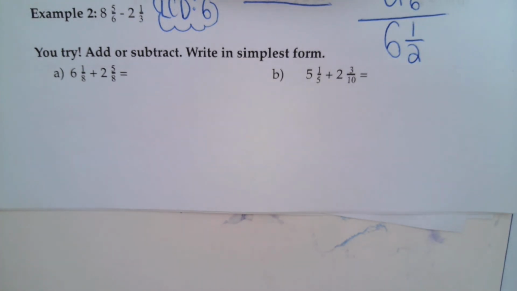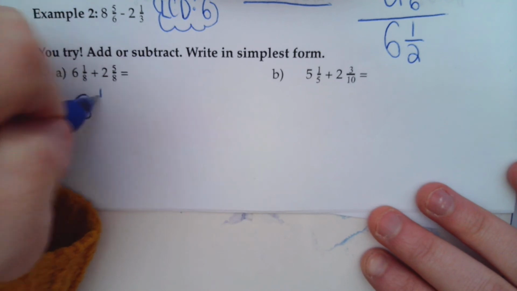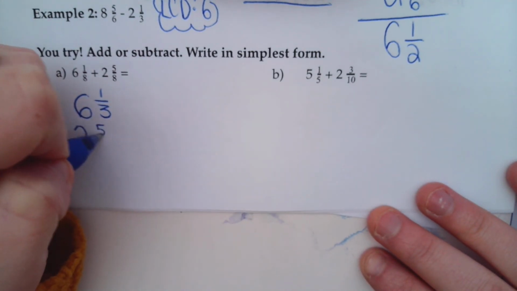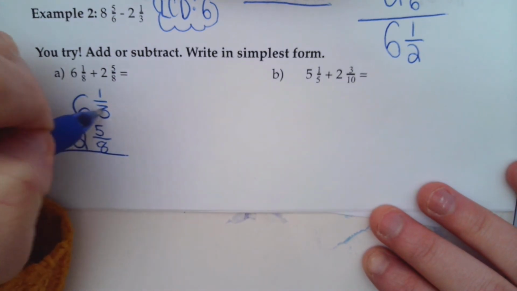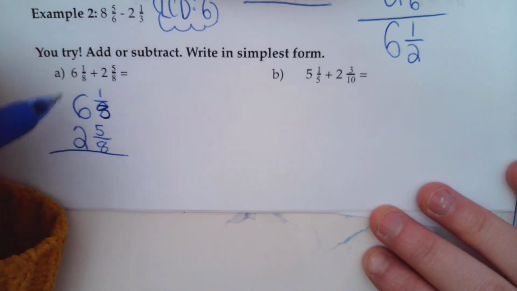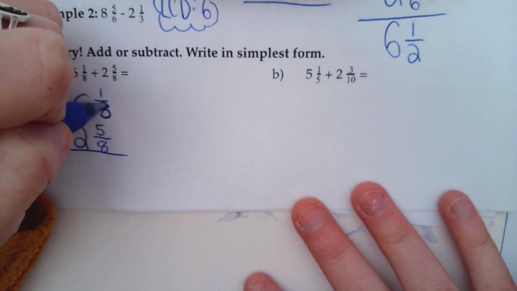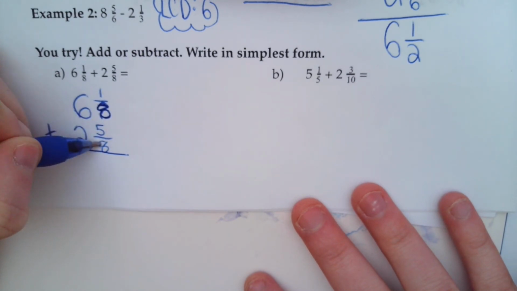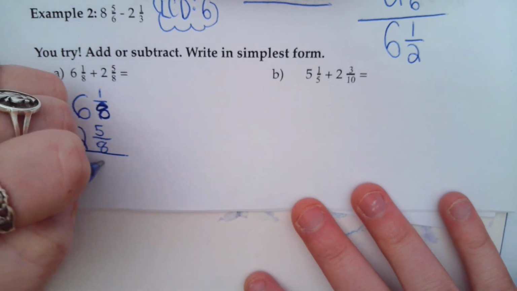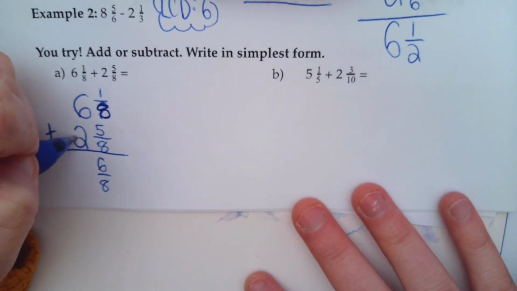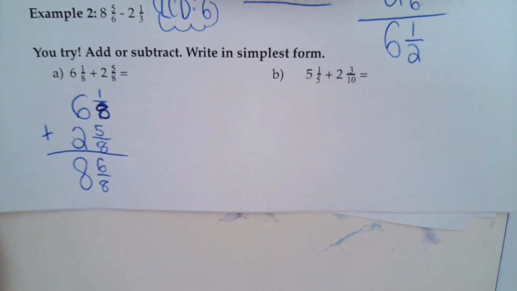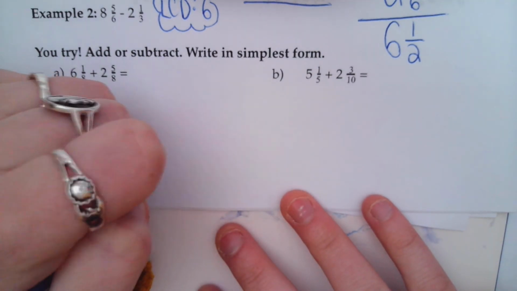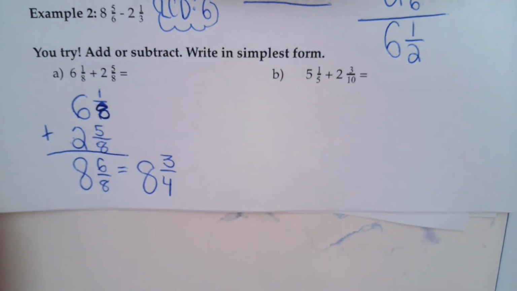Alrighty, for part A, I'm going to write it vertically again. That is supposed to be an 8. 6 1/8 plus 2 5/8, same denominator for my fractions. 1/8 plus 5/8 is equal to 6/8. 6 plus 2 is 8. 8 and 6/8 we can simplify to get 8 3/4. Okay.